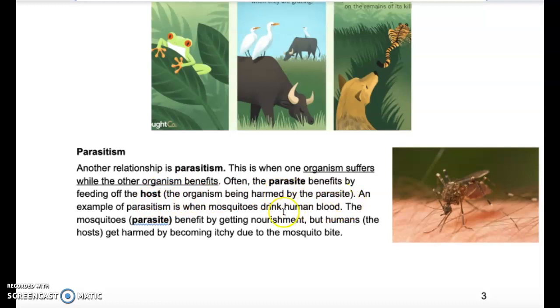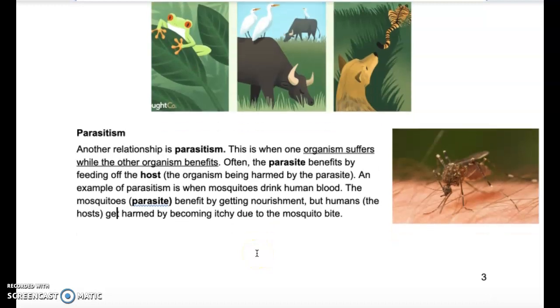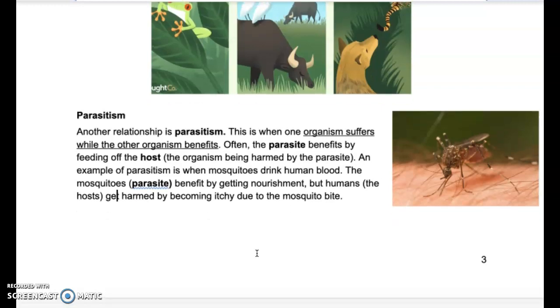Right? So an example of parasitism is when mosquitoes drink human blood. The mosquitoes, the parasite, right, benefit by getting nourishment from the human blood, right? But the humans, that second organism or species, who we call the host, because they're hosting the parasite in their body, get harmed by the interaction, by becoming itchy due to the mosquito bite. So mosquitoes are benefiting from this interaction, but we're not benefiting at all. In fact, we're getting harmed by it. So the host gets harmed and the parasite benefits from the interaction.